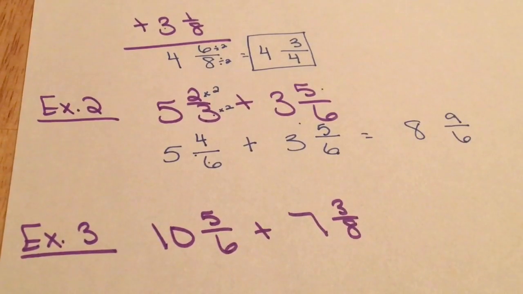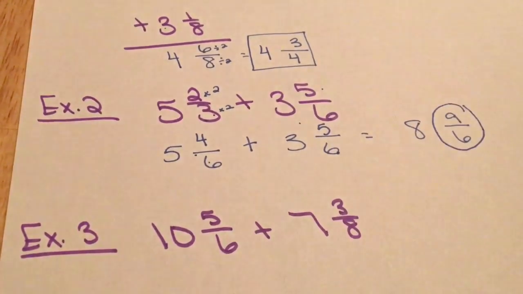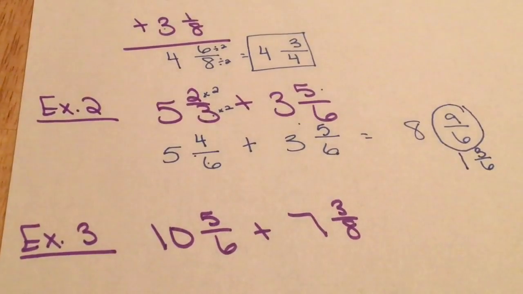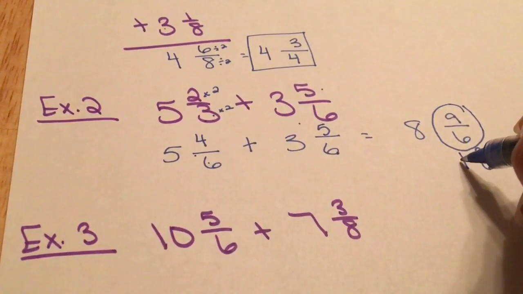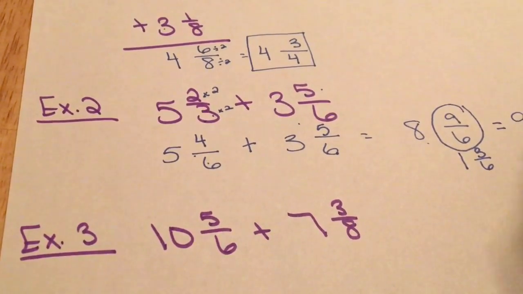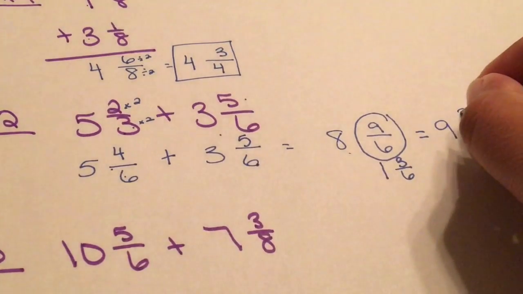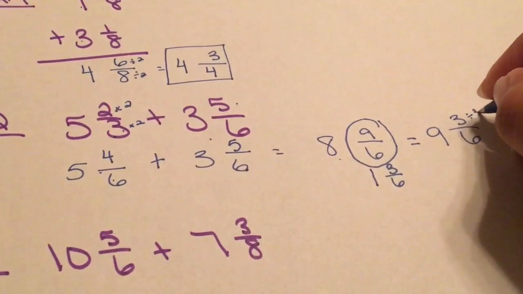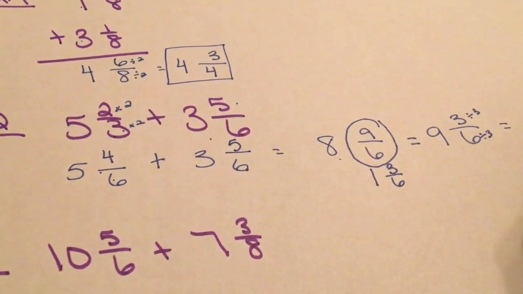This is where that step 3 comes in. Step 3 was rewrite if needed. Now we are going to need to rewrite this. 9/6, we remember from converting fractions to mixed numbers, is going to be 1 3/6. So what we're going to do is we're going to take that one and we're going to add it to our other whole number of 8. So we now end up with 9 3/6. Again, our fourth step is to always simplify, so I'm going to have to go ahead and divide my numerator and denominator of my fraction by 3, and I'm going to end up with 9 1/2.